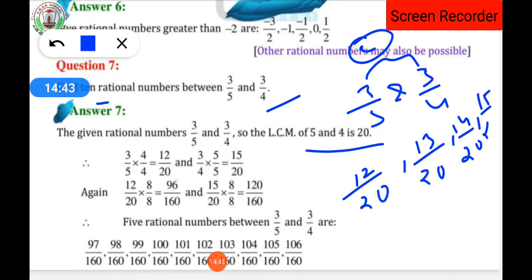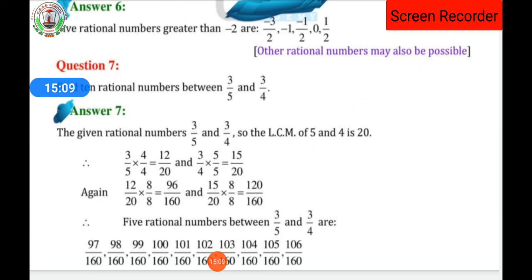So the 2 rational numbers that lie between 3 by 5 and 3 by 4 are these two, which you have to take in the option. In the correct option it will be given as 13 by 20 and 14 by 20, which you have to take in your answer. Clear? So in such a way your questions can come for your first chapter. So be prepared for your exam.